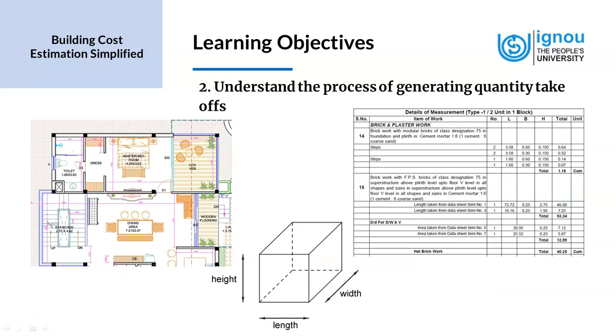Understand the process of generating quantity takeoffs. An estimator takes the measurements of various items that are required to construct a building. And for this, first, the measurements are taken from the drawings. And then from there, we transfer it into details of measurement format, where we have the length, breadth, and height. And then we multiply all the three to find the final value.